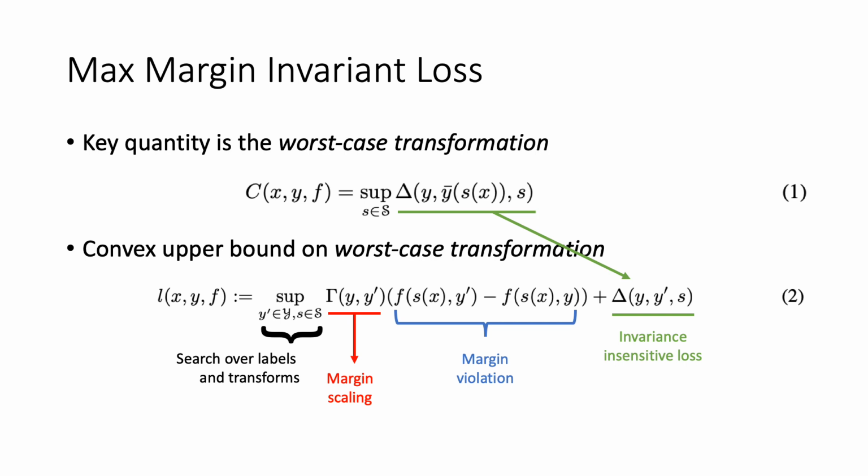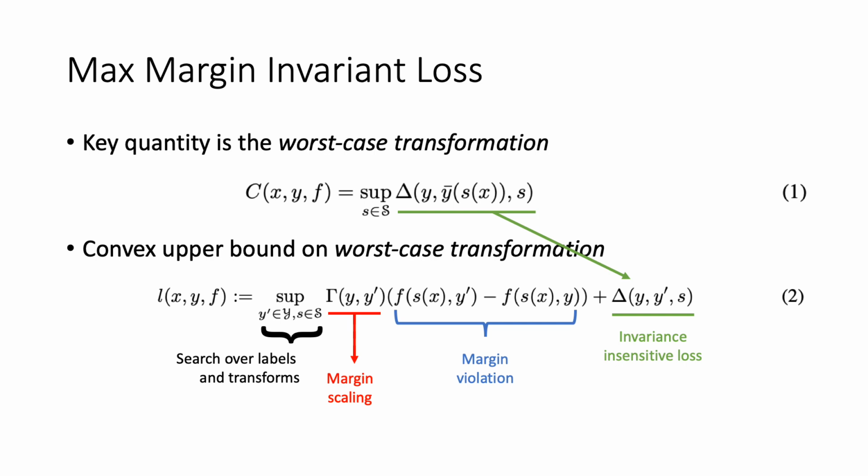And then the blue term there represents the margin violation. So it is essentially our compatibility function applied to the transformed input and the label that we're searching on currently. Basically the difference between that value and the same thing with the actual label that we gave it. That value is then scaled by this gamma function.